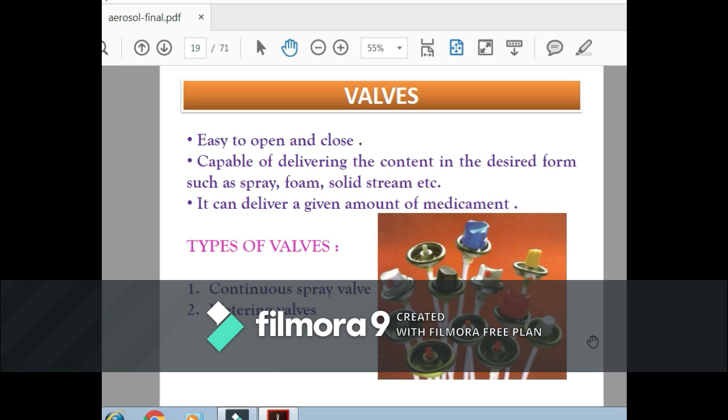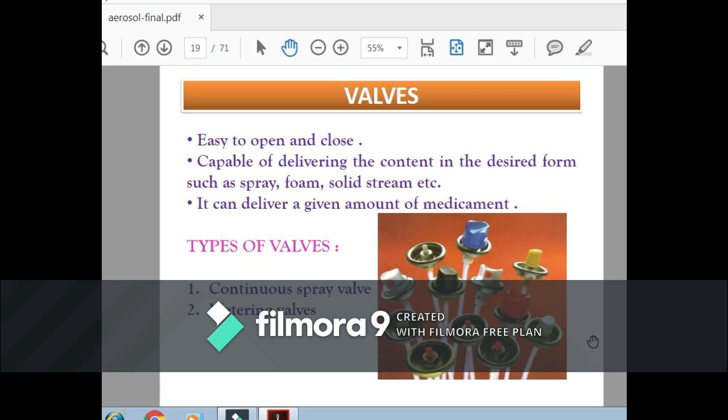Now another component of your aerosol is the valve. This valve is responsible for your spray pattern. These valves are very easy to open and close. We just have to press your valve or that button. Then they have the ability to deliver your content in your desired spray pattern form, as well as you can produce the foam form, solid stream form. So as you require, your valve will deliver your spray pattern.